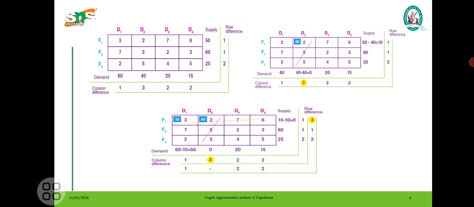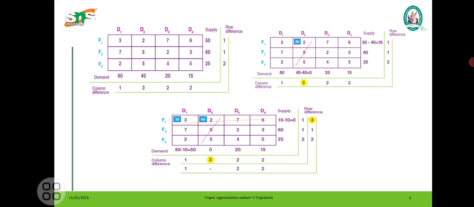Here, we have supply and demand, and the row differences. In the first row, the minimum values are 3 and 2, the difference is 1. In the second row, the minimum values are 2 and 3, the difference is 1. For the third row, the minimum values are 4 and 2, so the difference is 2. Next, for the first column, the minimum values are 3 and 2, the difference is 1. The second column is the same, the third column is 2, and the fourth column is 2.